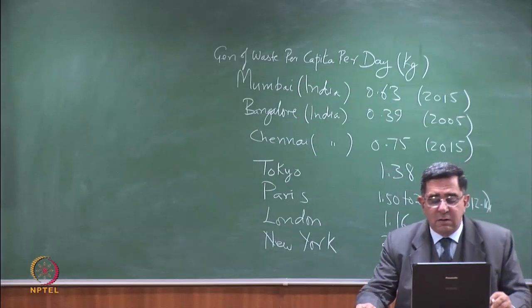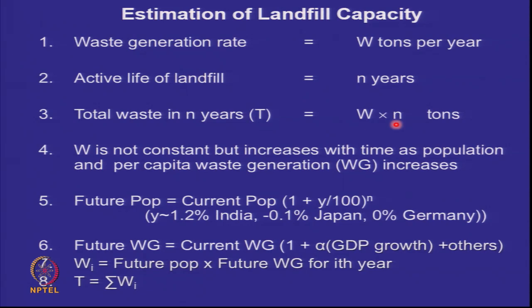So just to end this discussion, we did this W into N. But we have to remember W is not constant, but increases with time for two reasons, definitely: as population increases, and as per capita waste generation increases on account of increase in GDP. So future population can be estimated as current population into 1 plus y over 100 into n, where y is the rate of population growth in percentage. India, it appears to be 1.2%. Japan has minus 0.1%.